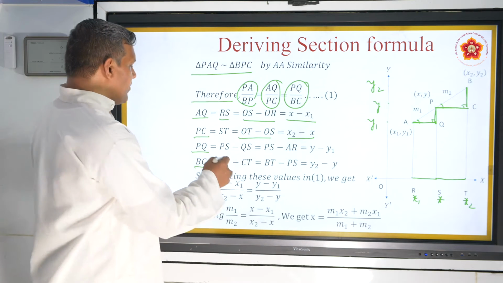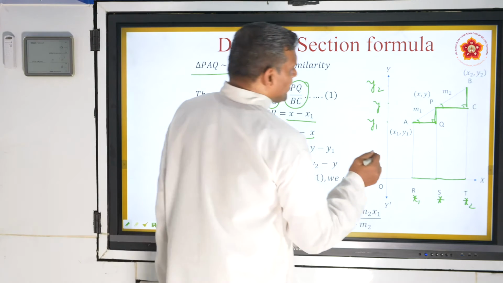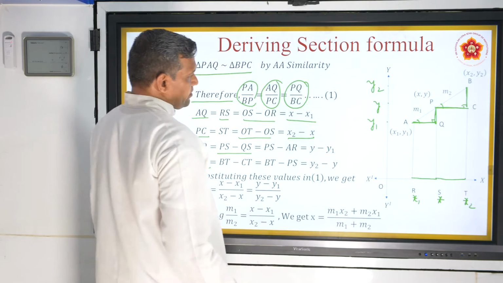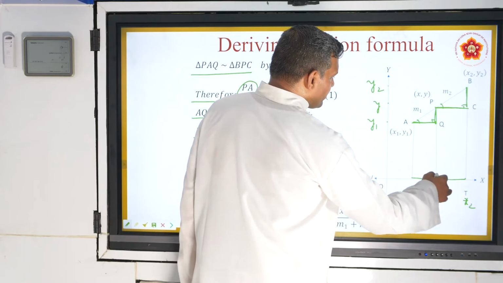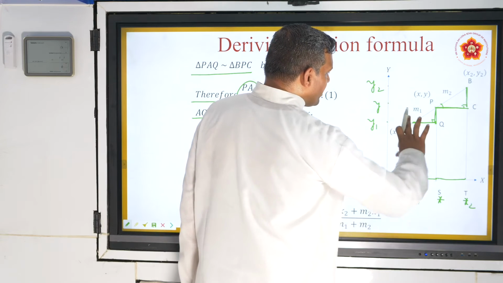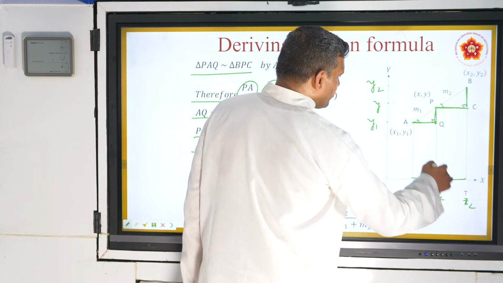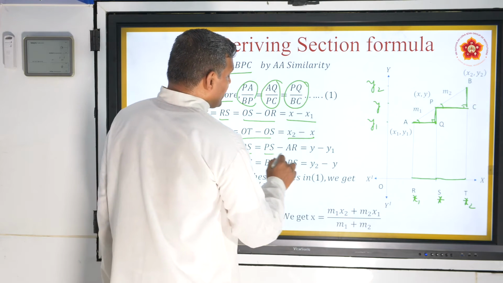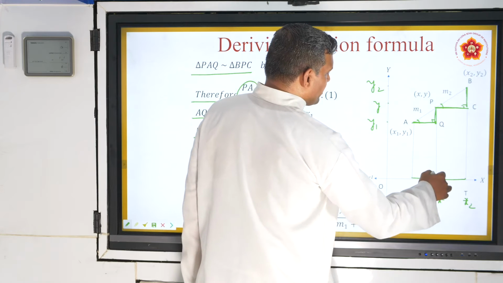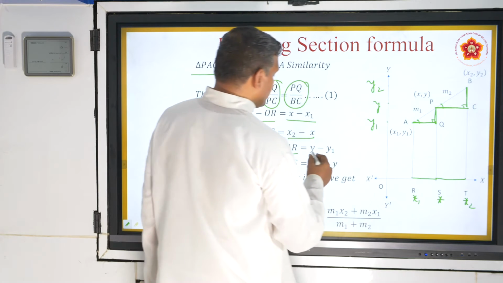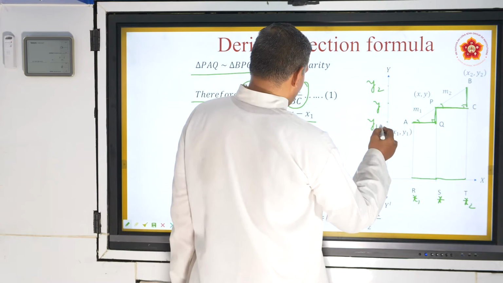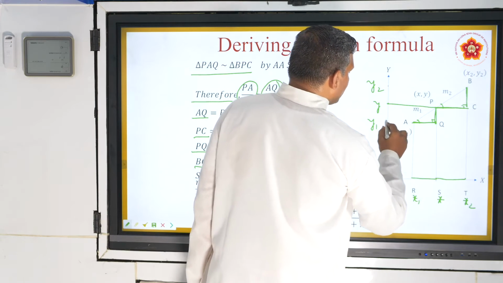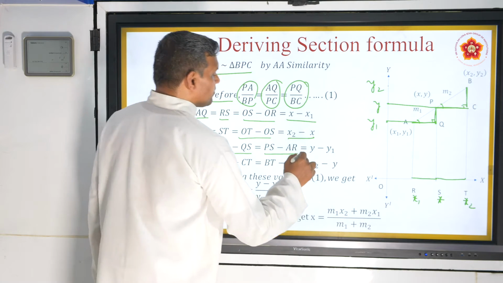Similarly, come back to the third one. What is PQ? PQ is actually PS minus QS. See, PS minus actually AR, AR if I bring it back it is QS. So PS minus QS is equal to PS minus AR. So that is equal to what? This whole length is Y and this is Y1. So Y minus Y1.